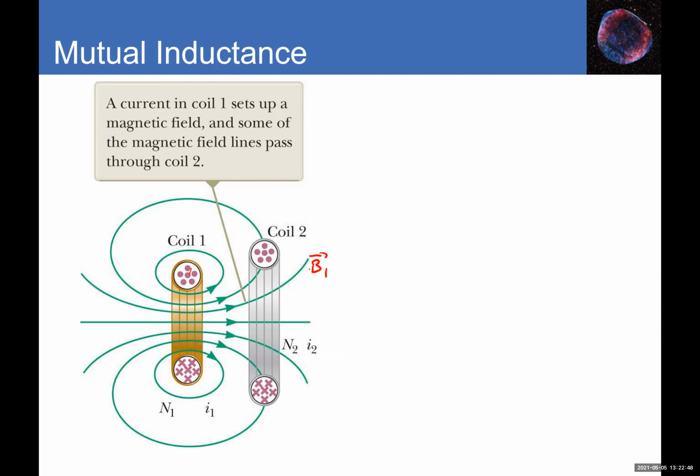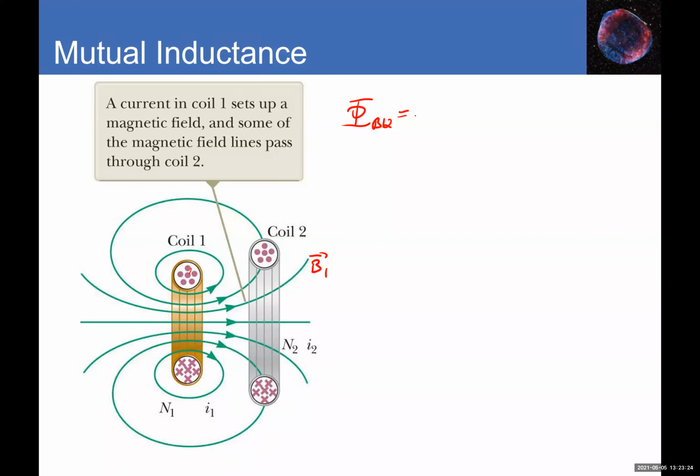Now, as the magnetic field goes through coil two, it can be combined with the area of coil two to see that there is a magnetic flux through coil two. This is the magnetic flux that coil one generates in coil two. So this is magnetic flux Φ12.